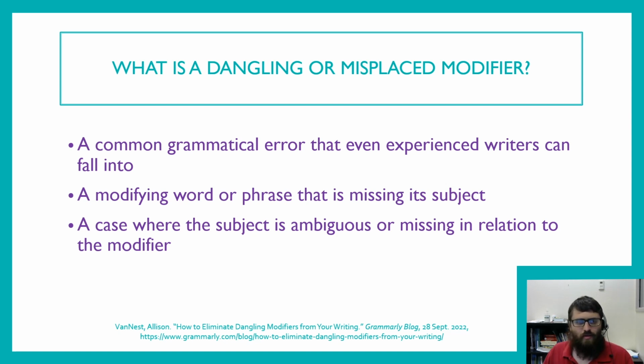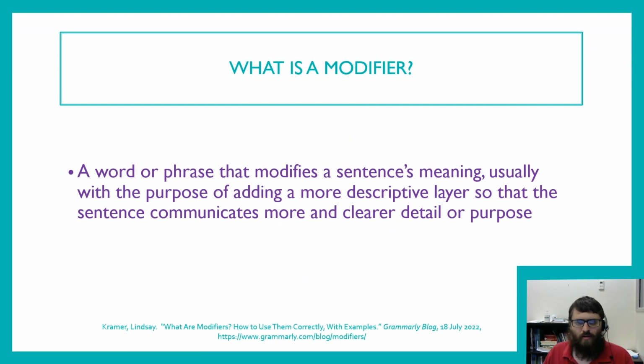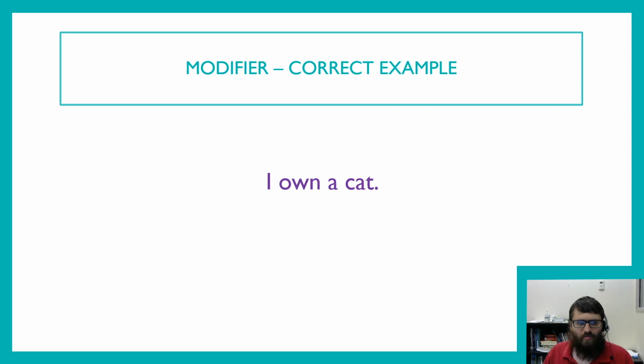Now, before we can get into dangling and misplaced modifiers proper, it may be useful to first define what a modifier is. A modifier is a word or phrase that modifies a sentence's meaning, usually with the purpose of adding a more descriptive layer so that the sentence communicates more and clearer detail and purpose. An example of a correct modifier in a sentence.